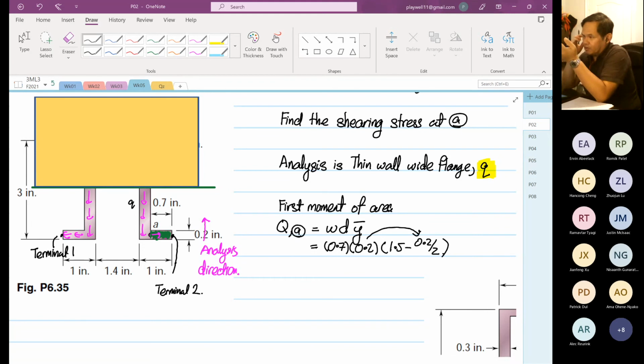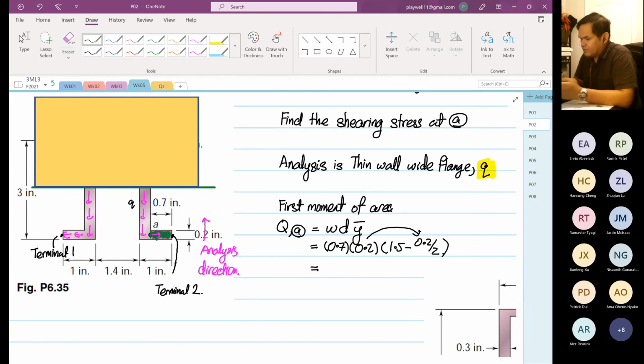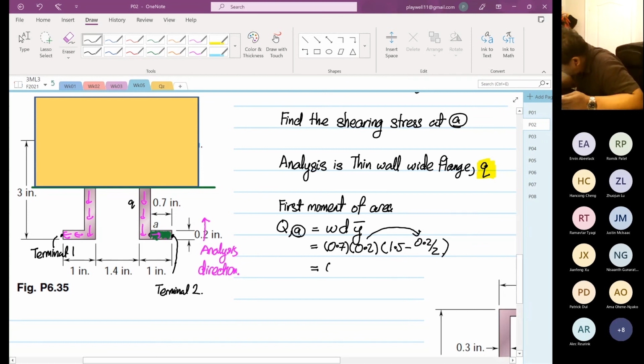But you decide. Whenever I fix it at that pattern, I don't tend to make mistakes. So Q at point A: 1.4 times 0.2 times 0.7 is equal to 0.196 inches cubed, right? And then we find the shear stress at point A. V over I, we don't know. Q, I know, is 0.196.